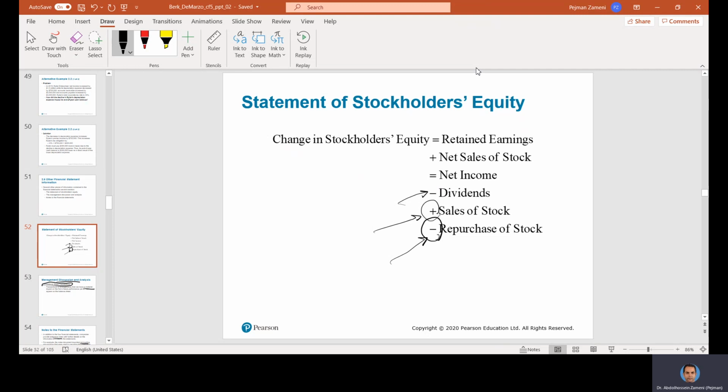Okay, the statement of stockholders' equity, meaning changes in stockholders' equity, is equal to retained earnings plus net sales of stock. When you sell things, money comes in. It is equal to net income, which means profit after tax, minus dividends. If you pay any dividend, it is minus. Plus sales of stock, because money comes into the company, and minus the repurchase of stocks, because you need to pay in order to buy back the stocks.